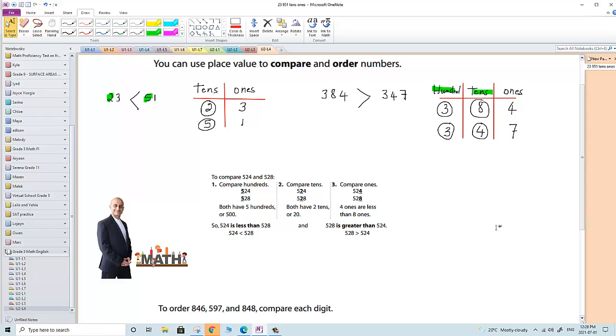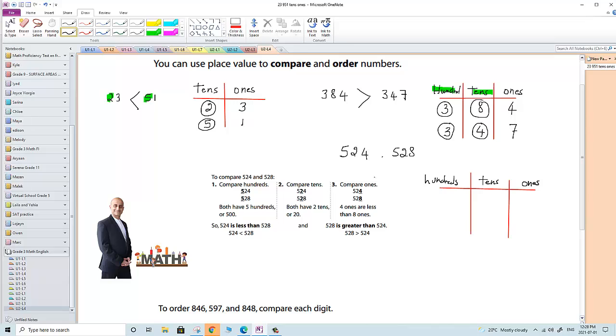Next, I need to compare between 524 and 528. If I'm comparing between these two, I need again to create the place value chart. The place value chart will help me to know which number is greater and which one is smaller. So I will start with ones. After the ones, I'm going to say the tens. After the tens, I'm going to say the hundreds.